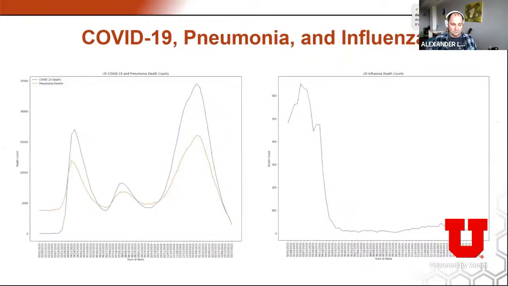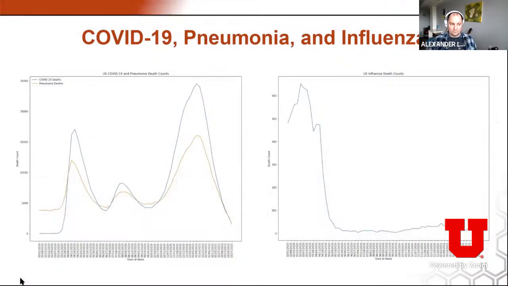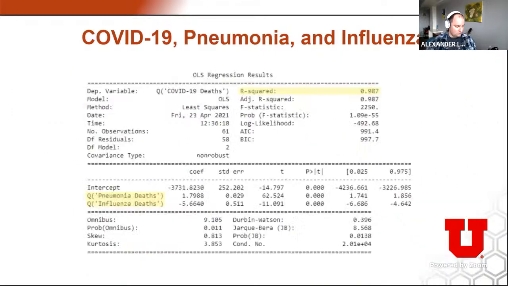Here we have death counts of COVID-19, pneumonia, and influenza per week. And we see that on the left, COVID-19 and pneumonia seem to spike together, while influenza death counts on the right actually drop with the first COVID-19 and pneumonia spikes. We then wanted to look at the correlation between the data, and we can see that the correlation between COVID-19 and pneumonia is 0.98, which is extremely high. The scatter matrix also shows a high correlation between the two groups. So finally, we decided to perform a linear regression to model the COVID-19 data, and we found that using both pneumonia and influenza death counts, we were able to produce the best model and the highest R-squared values.